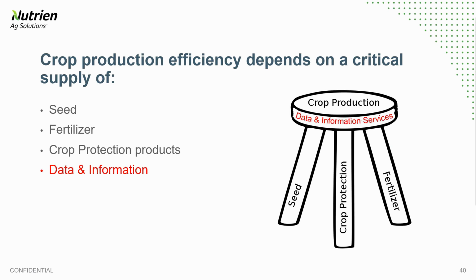While Nutrien provides seed, fertilizer, and crop protection products, it's up to digital agronomy to provide the additional critical component of data and information that sees those products get to the right place at the right time. If we are to maintain an efficient crop production system in North America, it won't happen without information passing through data services. Digital Ag provides that platform.